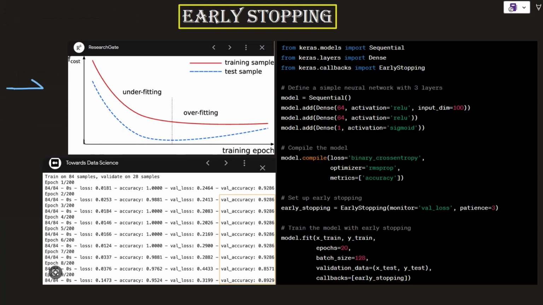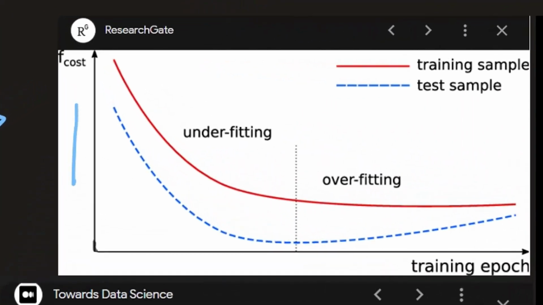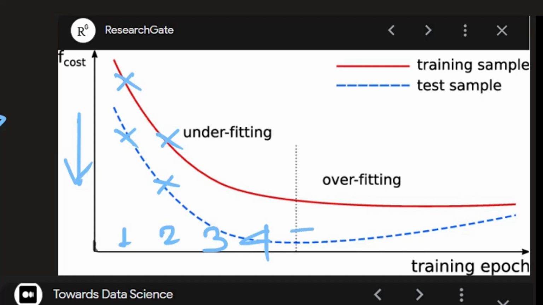Please pay attention to this particular figure. On the x-axis, we have the value of the cost, and on the y-axis, we have the number of epochs. And this figure is actually showing us, let's say within the first epoch, this is the loss with respect to the testing data, and this is the loss with respect to the training data. And let's say within the second epoch, this is the loss with respect to the testing data, and again this is the loss with respect to the training data, and so on, 3, 4 and 5 over here.